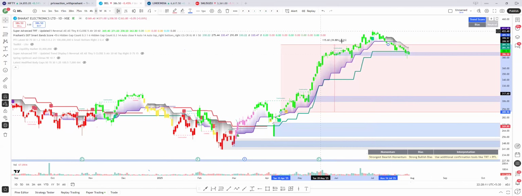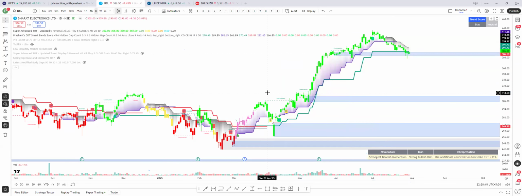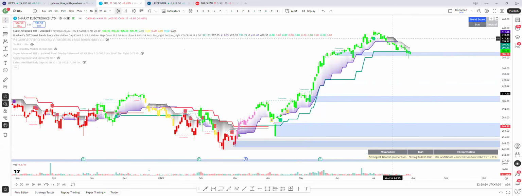Maybe up to this. It is around 39%. So from here it went up 39%. And Bell is a large cap stock, so 39% is a good move. Right now, the momentum is bearish. You can see the strongest bearish momentum, and it is likely to go into sideways price action.